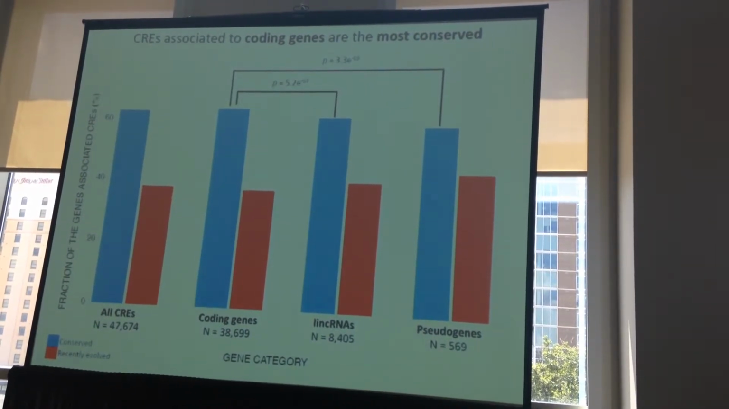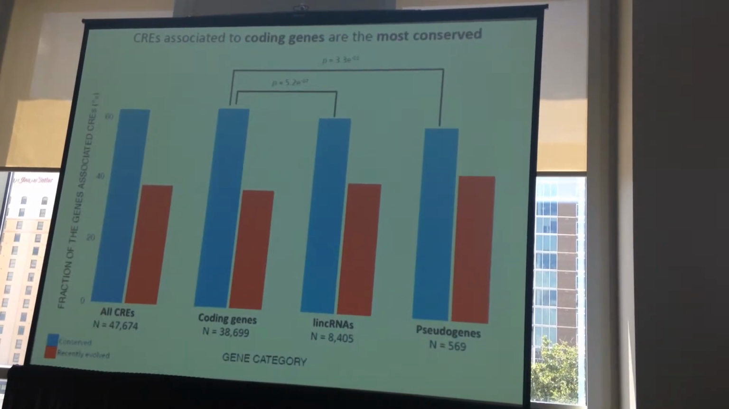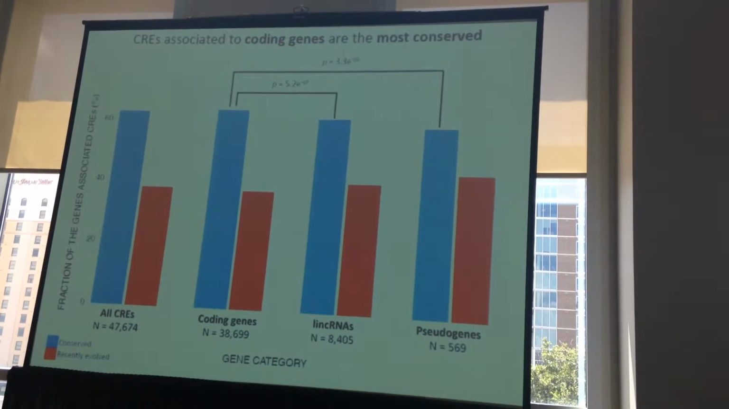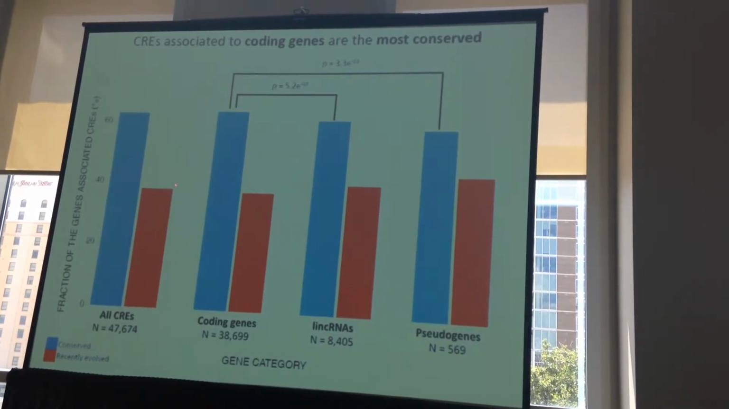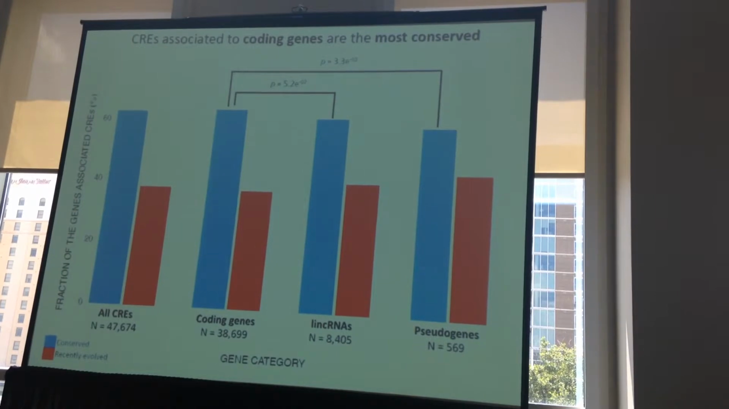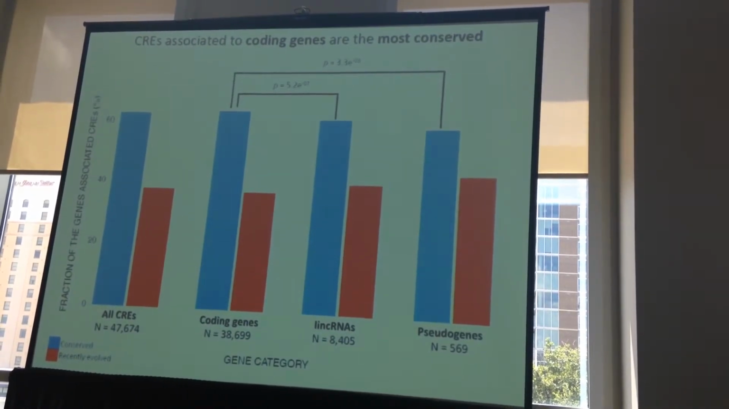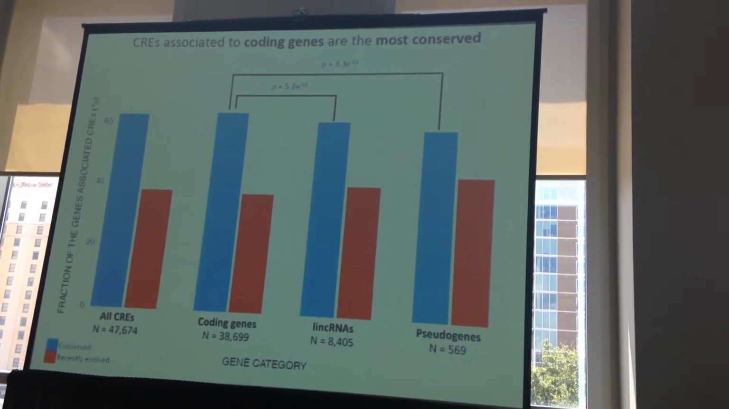So we used the closest gene approach, which is not 100% accurate, but it's still very good for this kind of analysis. And we looked for the genes associated to our conserved and not conserved regulatory elements. And we found that enhancers associated with coding genes are significantly more conserved than enhancers associated to lincRNAs or pseudogenes. This might be expected, but it was good that our results confirmed this.